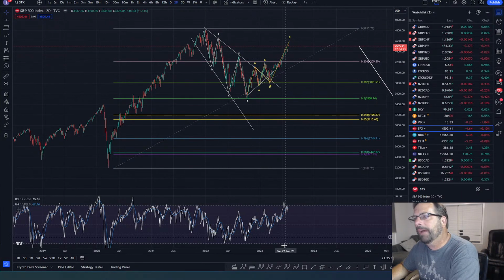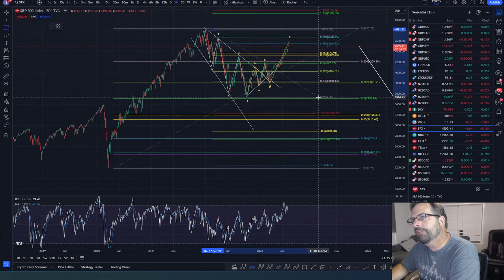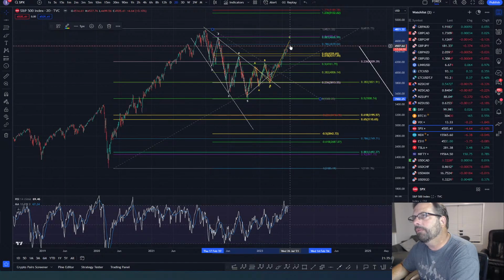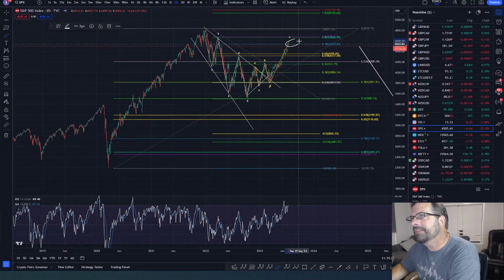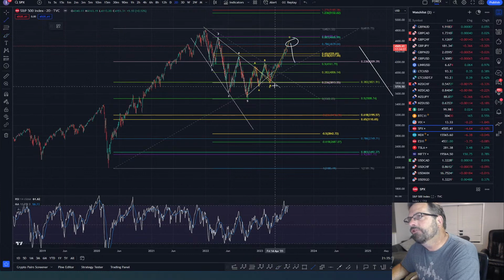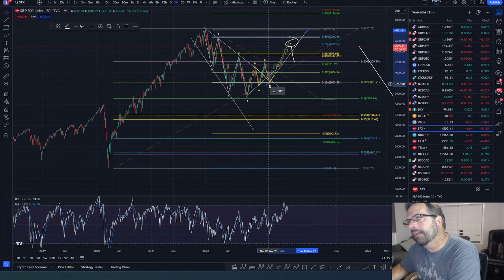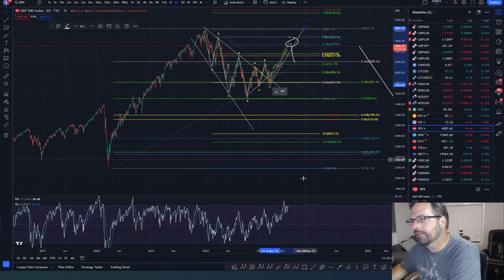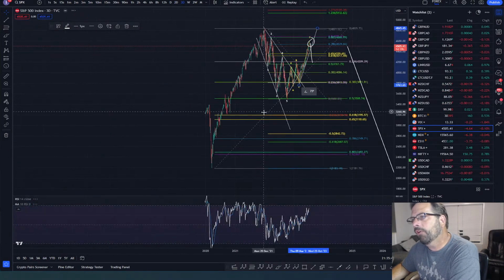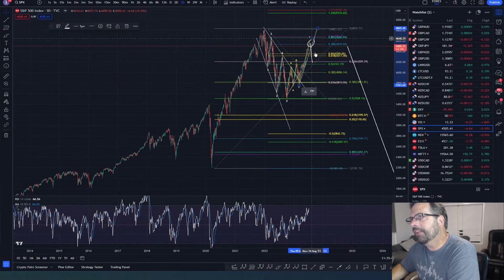A 3-wave pullback. We've already gone past the 618. I think we're approaching the 786 retrace. Okay, we're coming up to the 786 retrace. So I think we're in a good zone to see a potential reversal back down. So what I want you to do is draw this trend line on your chart right there. Okay, draw that trend line. If you get a break of that trend line to the downside, that's going to break price structure. Okay, and if price structure gets broken, then there's a good chance we are coming down.